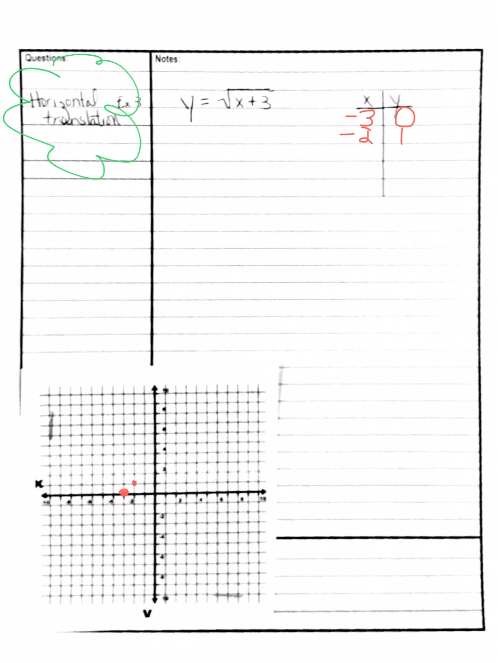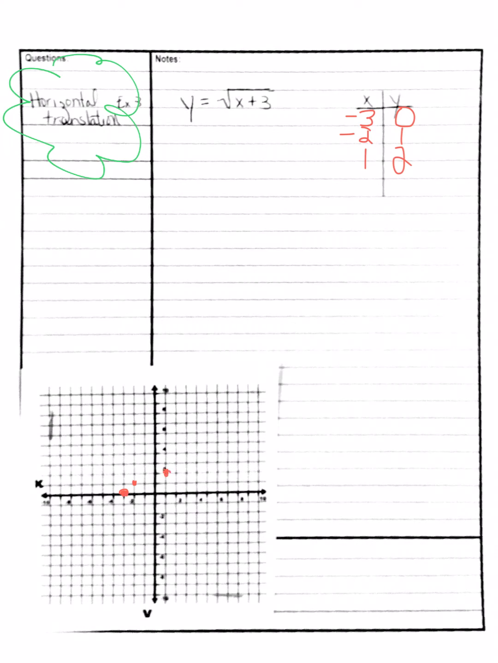Now, let's go ahead and put in the number 1. The reason I jumped to the number 1 is because I know 1 plus 3 is 4, and that is a perfect square. The square root of 4 is 2. So we're going to go over 1 and up 2.